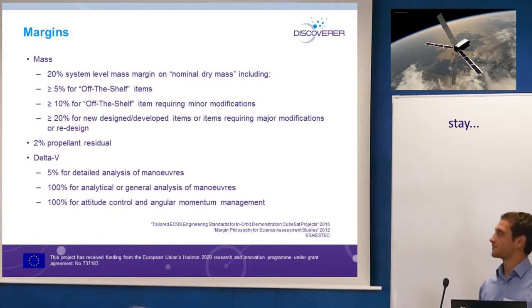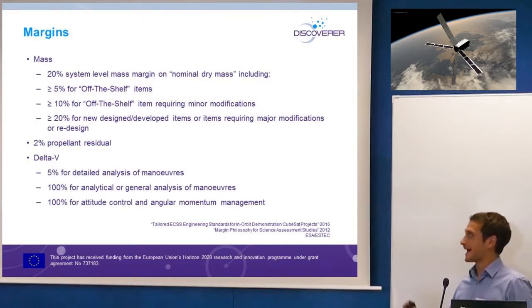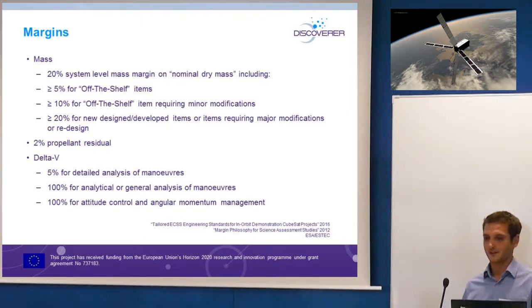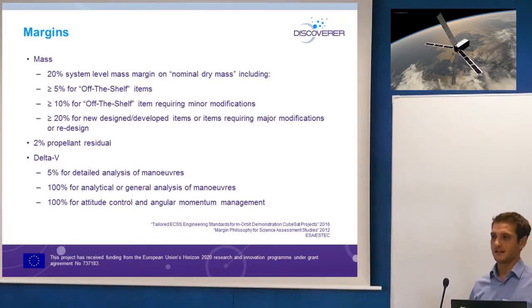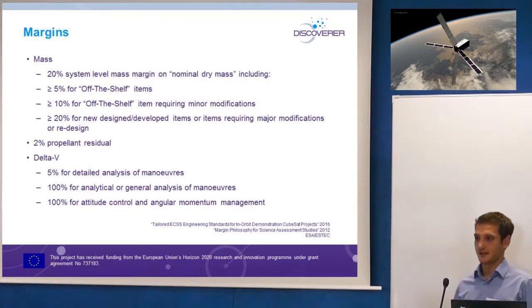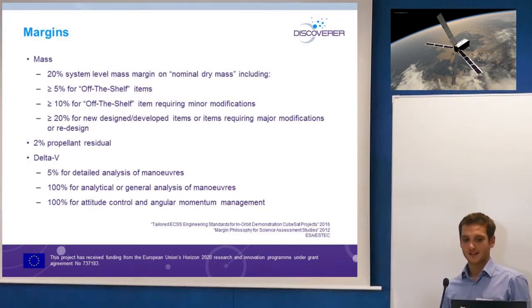If you're using off-the-shelf items at the subsystem level or at the component level, so you might hear them called COTS, then add 5% of the mass. If you require modifications, 10%, and if you're redesigning something completely new, 20%. When you're making calculations on propellant, we need to assume that some propellant is left in the tanks or made residual, so add 2% on the mass of any propellant.